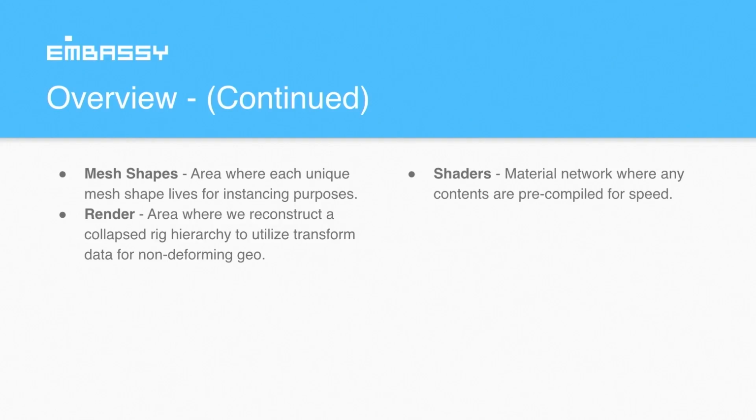The mesh shapes area is where each unique mesh shape from the asset lives. And then the render area is where we reconstruct a collapsed rig hierarchy to utilize transform data for non-deforming geo. And also the deforming geo is in there. Then the shaders area is where all the materials are. And they're pre-compiled upon publish, so that way when we export all of the shaders, it doesn't take a long time for it to compile.